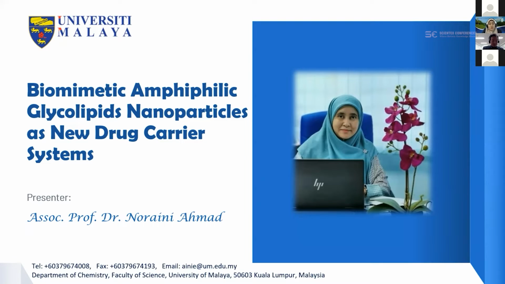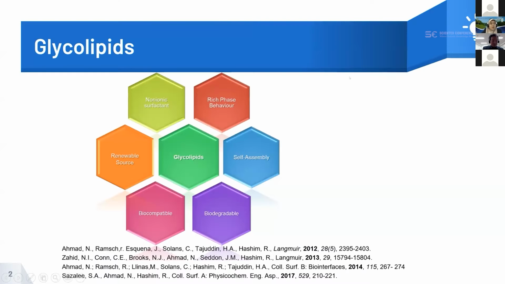We present to you our research entitled Biomimetic amphiphilic glycolipids nanoparticles as new drug carrier systems. So what are glycolipids? Glycolipids can be obtained from renewable resources such as sugarcane, tapioca, and so on. This type of glycolipid is characterized as a non-ionic surfactant which dissociates in the solution to form self-aggregate structures through hydrogen bonding. So this glycolipid also can have very rich phase behavior.